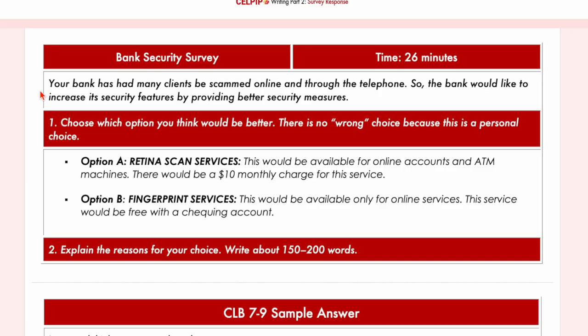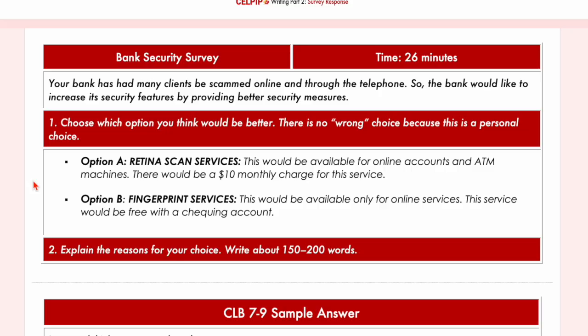Okay. So, what are our options? Option A, Retina scan services. This would be available for online accounts and ATM machines. There would be a $10 monthly charge for this service. Okay, all right. So online accounts and ATM, retina scan. Okay. What about option B, fingerprint services? This would be available only for online services. This service would be free with a checking account.